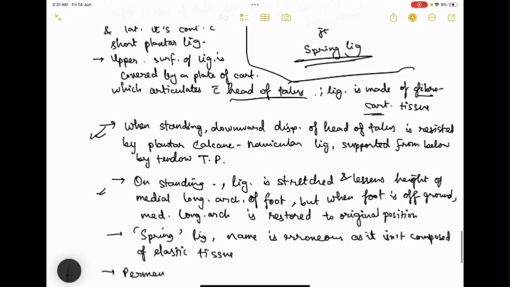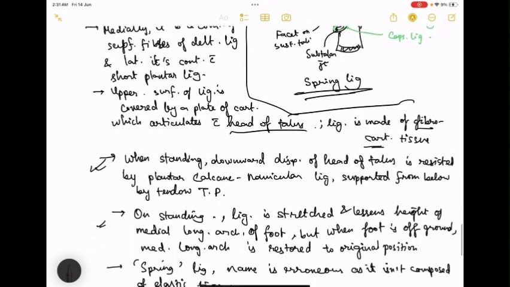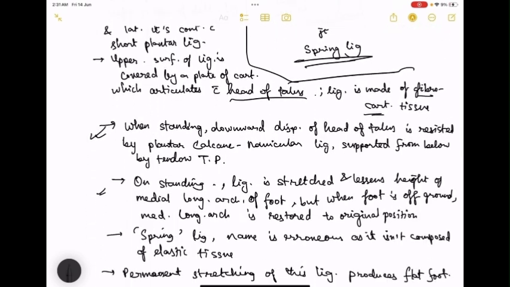Permanent stretching of this ligament produces flat foot. Wonderful. What was I saying? These 2 points. See, I told you to put special emphasis. So what's the function of this ligament? The downward displacement of the head of the talus is prevented by this. So if the downward displacement of the head of the talus is prevented, the talus remains in its position.